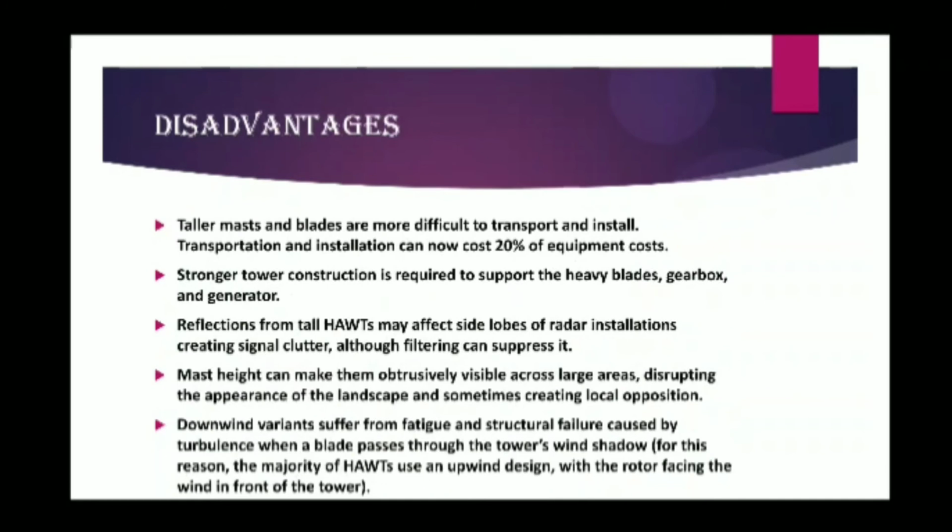Disadvantages: taller masts and blades are more difficult to transport and install. Transportation and installation can now cost 20% of equipment cost. Stronger tower construction is required to support the heavy blades, gearbox and generator. Reflections from tall horizontal axis wind turbines may affect the side lobes of radar installations. Mast height can make them obtrusively visible across large areas, disrupting the appearance of the landscape and sometimes creating local opposition.